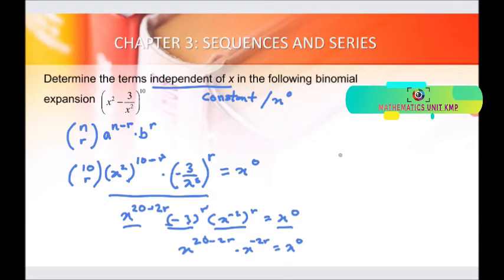And we will get x to the power of 20 minus 4r equal to x to the power of 0. And we have the same base, so the indices are equal. 20 minus 4r equal to 0. 4r equal to 20, and r equal to 5. And from here we know the term independent of x lies on the sixth term, and we can substitute r back into the formula.